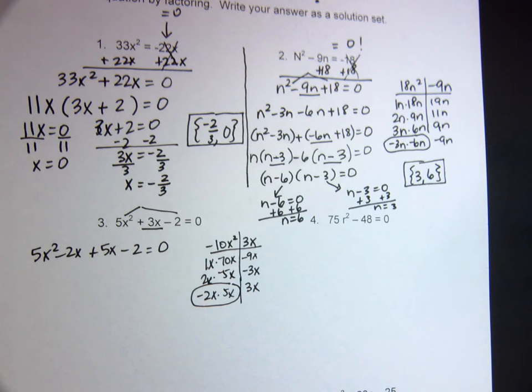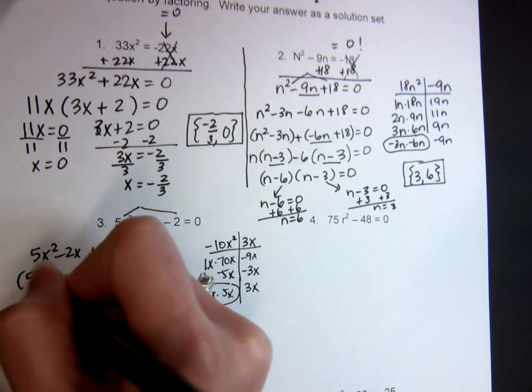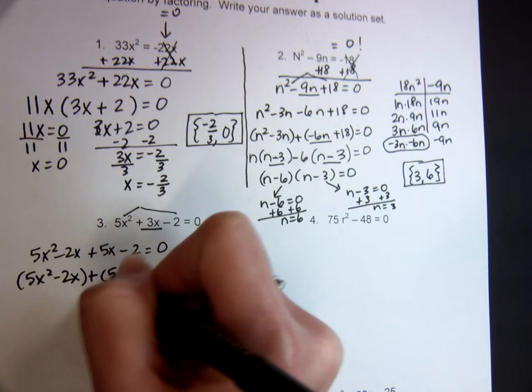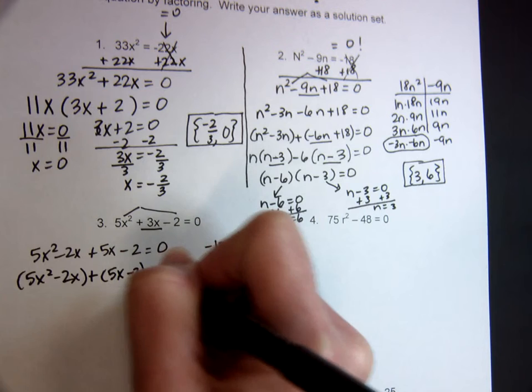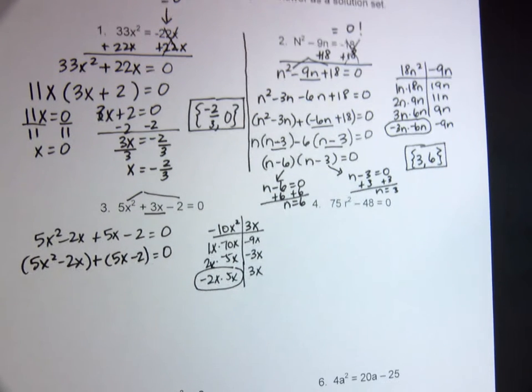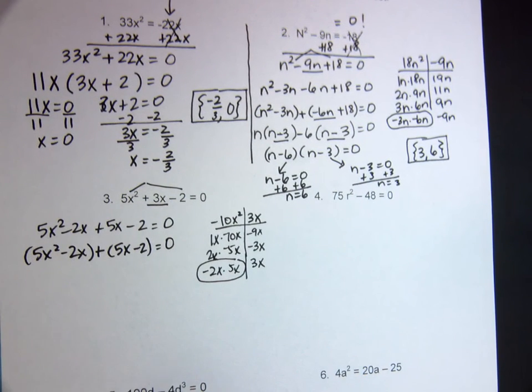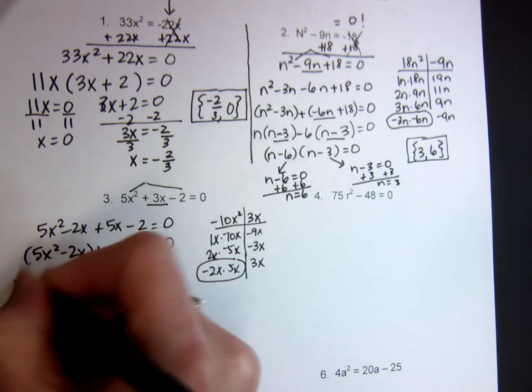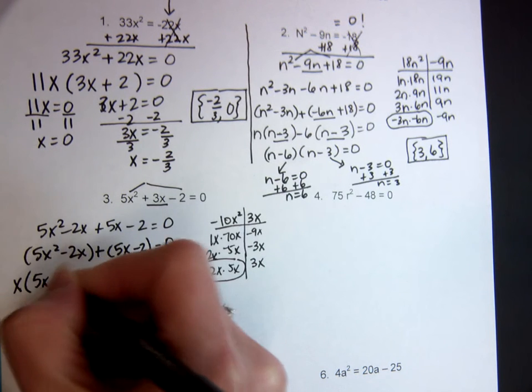All right, once we have it into 4 terms, we do what? We group them. What's the greatest common factor of the first set of terms? Just an x. So we end up with 5x minus 2.